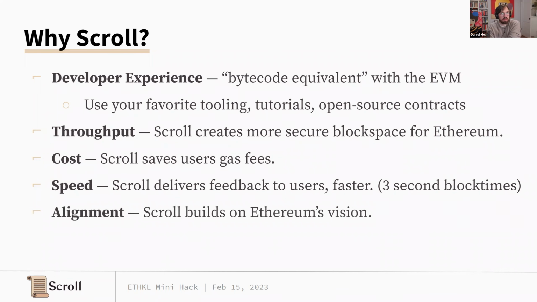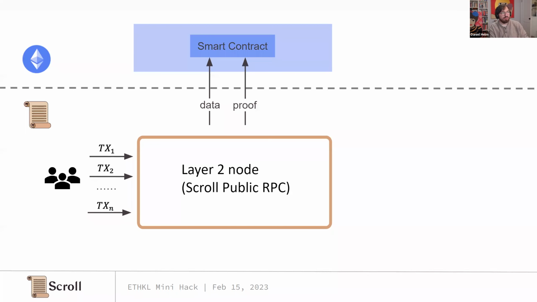Another important aspect of why Scroll is alignment. We really are trying to build on Ethereum's vision, build in coordination with the Ethereum community, with the EF and some of their research teams. And yeah, I don't need to go too far into that.